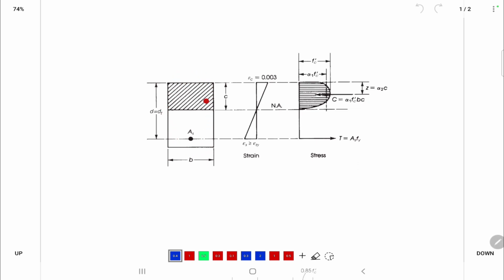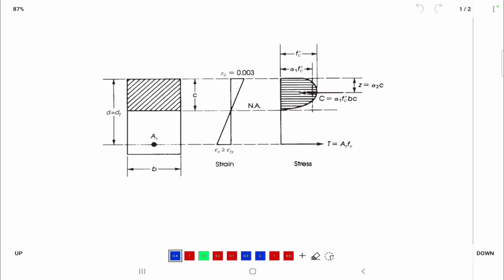This is concrete, and this one is the steel. So this bar represents the steel reinforcing inside the concrete. Now you see the first step is to introduce the strain distribution along the depth of the section. So you see, we assume that the plane sections before bending keep their straightness after bending.